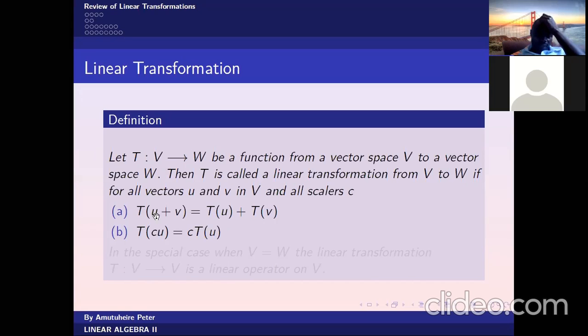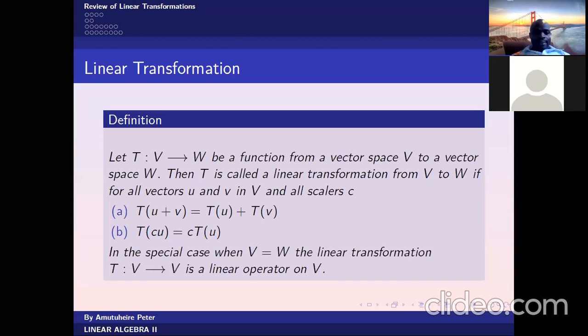This transformation should be linear under addition. What do we mean by linearity under addition? That when we apply it on a sum of 2 vectors U and V in V, that should give us the same as applying it on individual terms. Then the part B, it should satisfy the scalar multiplication. Applying it on the scalar multiplication is the same as the scalar times applying it on U. So any mapping that satisfies these 2 properties, A and B, is said to be a linear transformation.